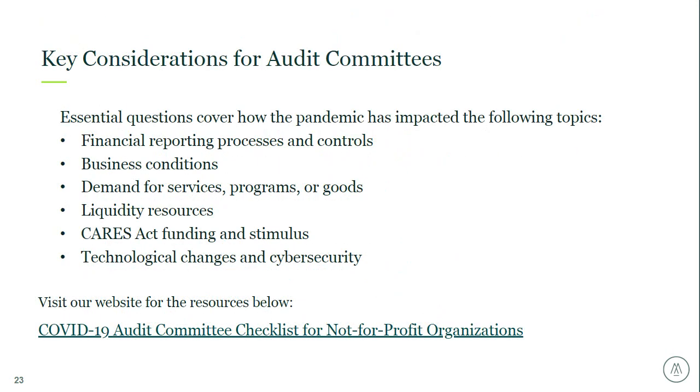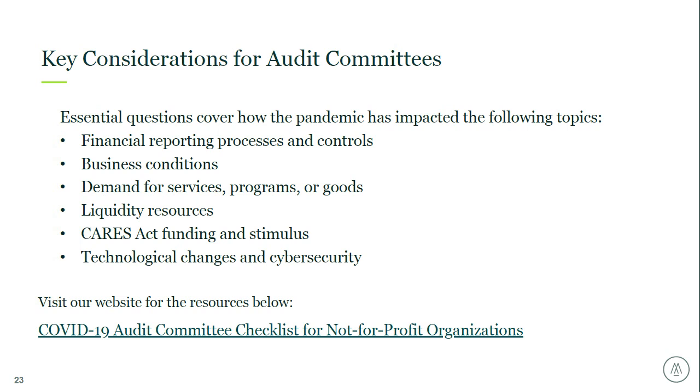How do organizations navigate these unprecedented times? There are some key considerations for audit committees to consider when executing financial reporting responsibilities and working to ensure audit and financial reporting quality. We encourage management to ensure you are having these discussions with the appropriate individuals of those charged with governance.